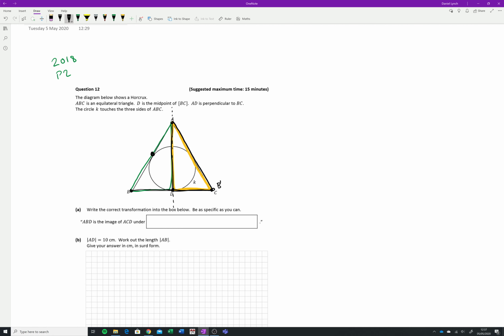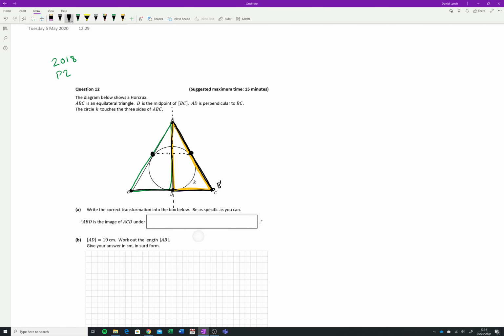You know, if you take this point here, send it directly to the line and back out the same direction, it ends up over there. So it ends up creating this other triangle here. So what we would say is the correct answer. Now you got to be specific as well. In fact, it even says that, be as specific as you can.